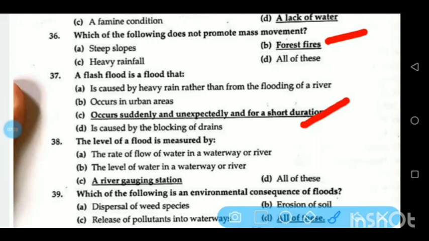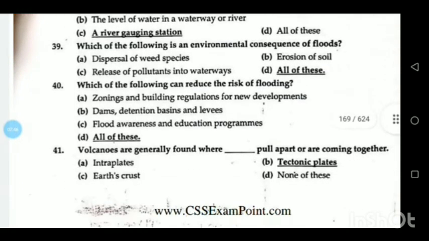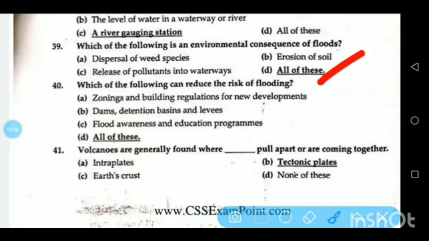The level of a flood is measured by a river gauging station. Which of the following is an environmental consequence of floods? Dispersal of weed species, erosion of soil, release of pollutants into waterways, all of these.